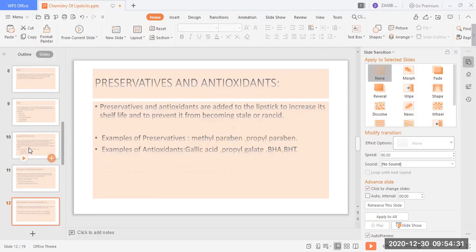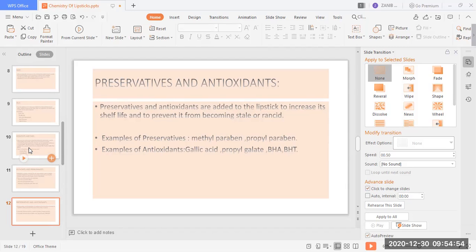The last one is preservatives and antioxidants. Preservatives and antioxidants are added to the lipstick to increase its shelf life and to prevent it from becoming stale or rancid. Preservatives are used to prevent microbial growth, while antioxidants are incorporated to prevent rancidification of the oily base during storage. They are generally used in combination.